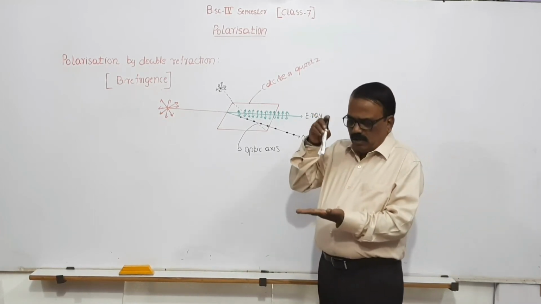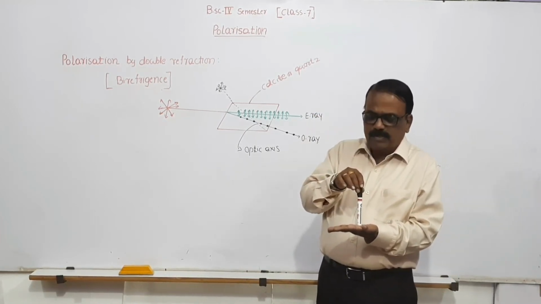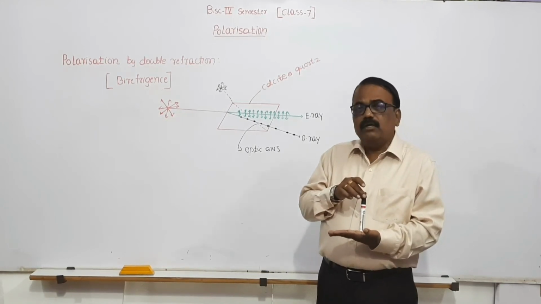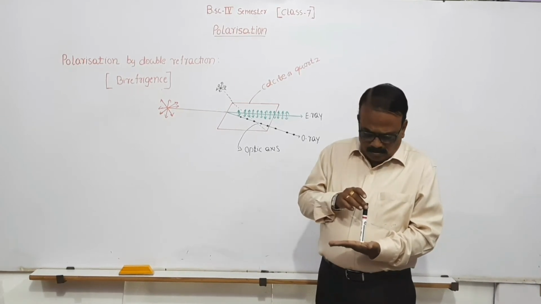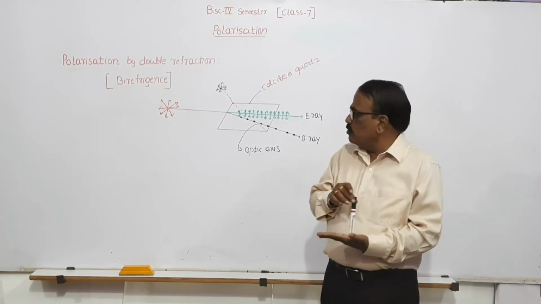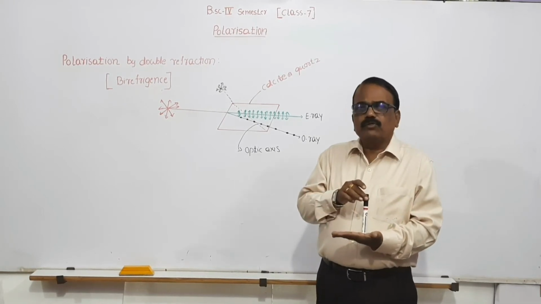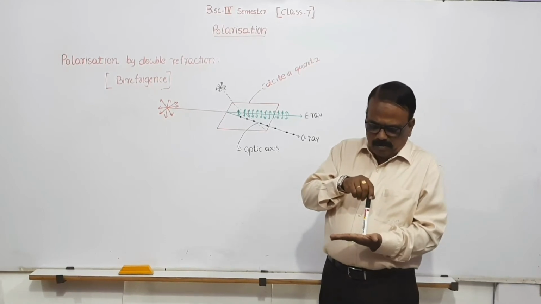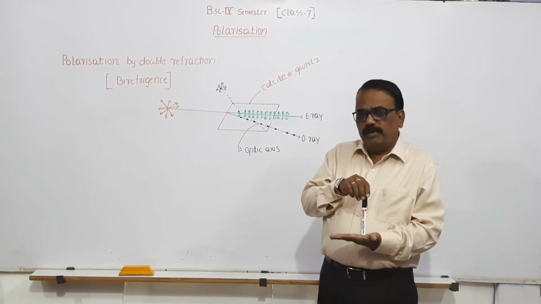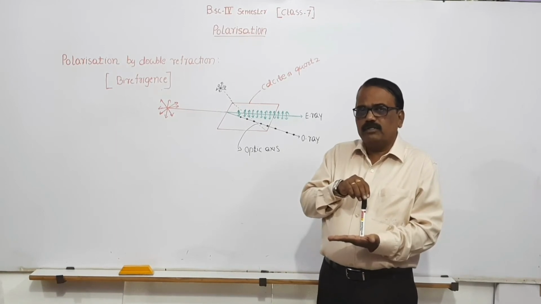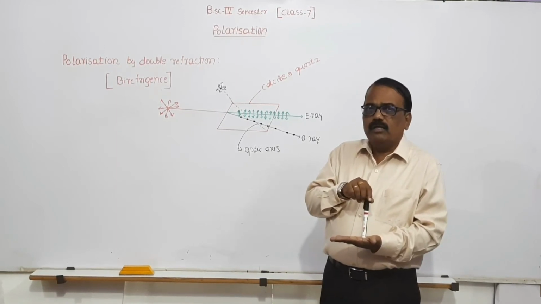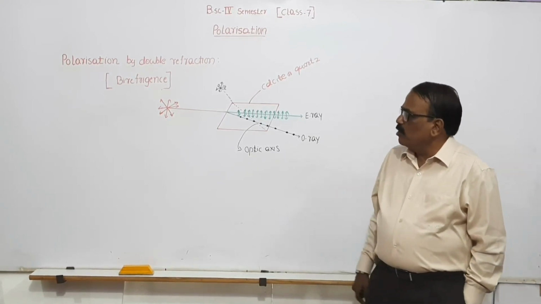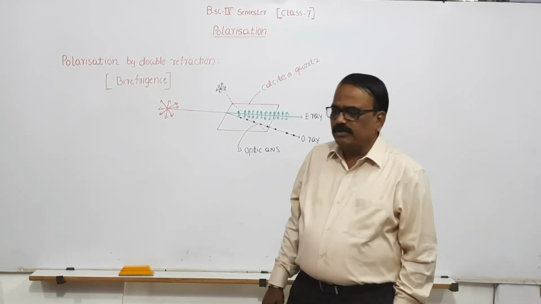Then if you take a doubly refracting crystal and place it on the table, you can find two images. One corresponds to the ordinary ray, another corresponds to the extraordinary ray. If you go on rotating this crystal, the position of the ordinary ray remains constant, it does not change, but the extraordinary ray describes a circle. This is about polarization by double refraction.